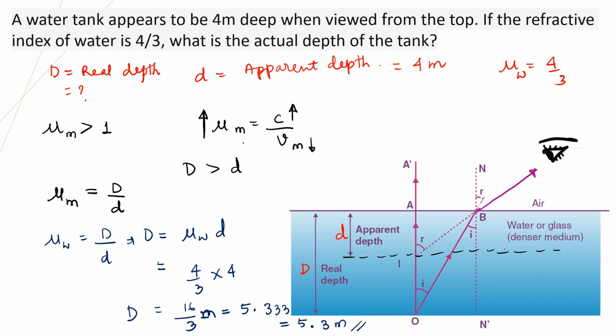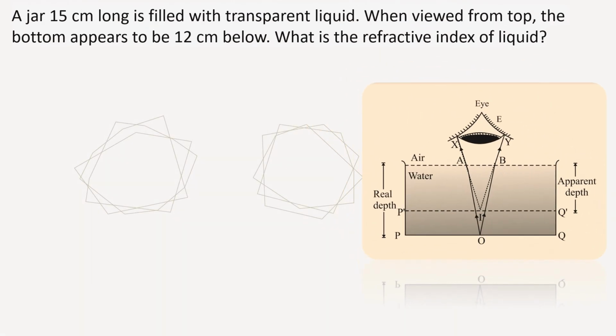If you have understood that, let's go to the next question now. In the next question, we have a similar one. A jar 15 centimeters long is filled with a transparent liquid. If the liquid is transparent, then we can see through it, right? So let us write the given first. The actual depth, real depth, which I am denoting with capital D, is 15 centimeters. And through that I can see the bottom of the jar because transparent liquid is poured in it.